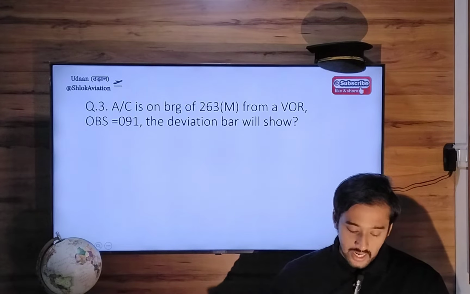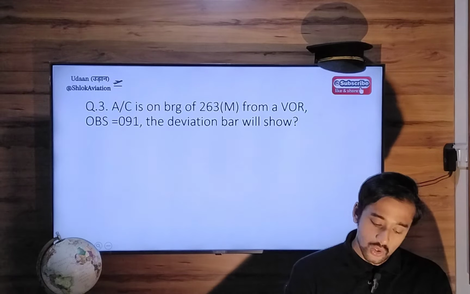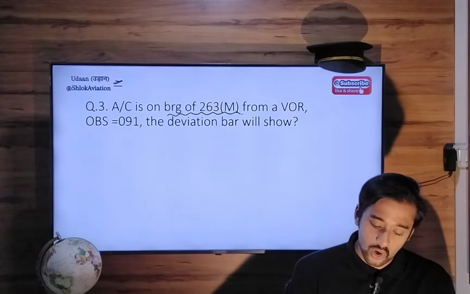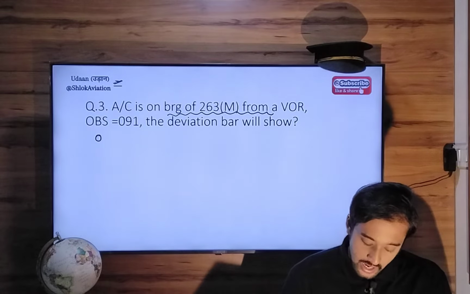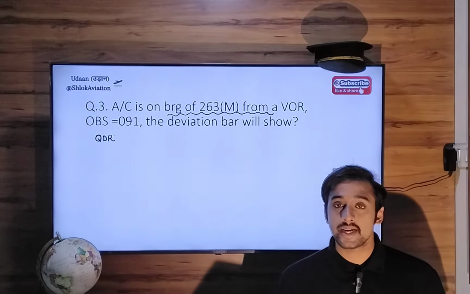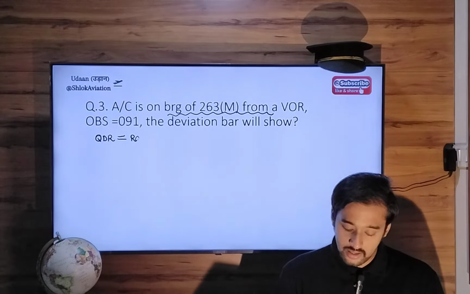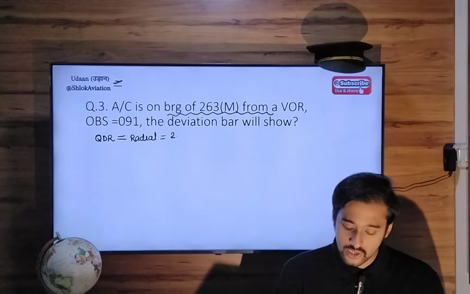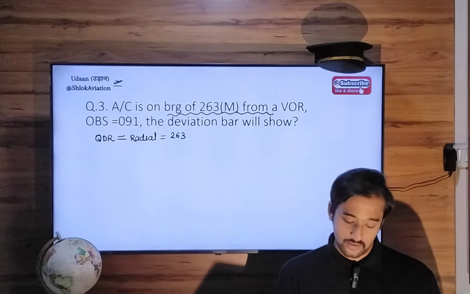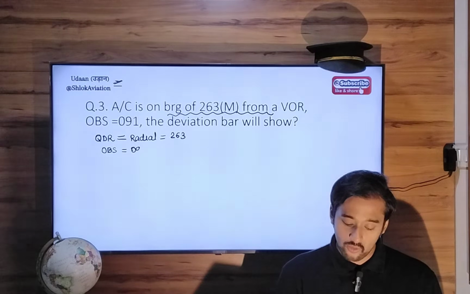So what will the CDI needle indicate? Bearing of 263 from a VOR means they are talking about QDR, which is the magnetic track from a station. QDR is nothing but your radial. So indirectly they are telling you that the aircraft is situated on a radial of 263 from the VOR. In the OBS setting you have put 091.